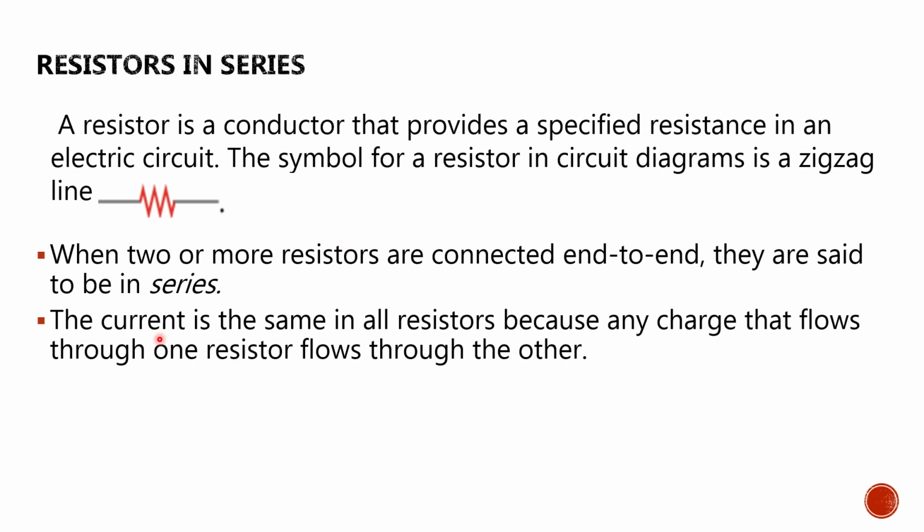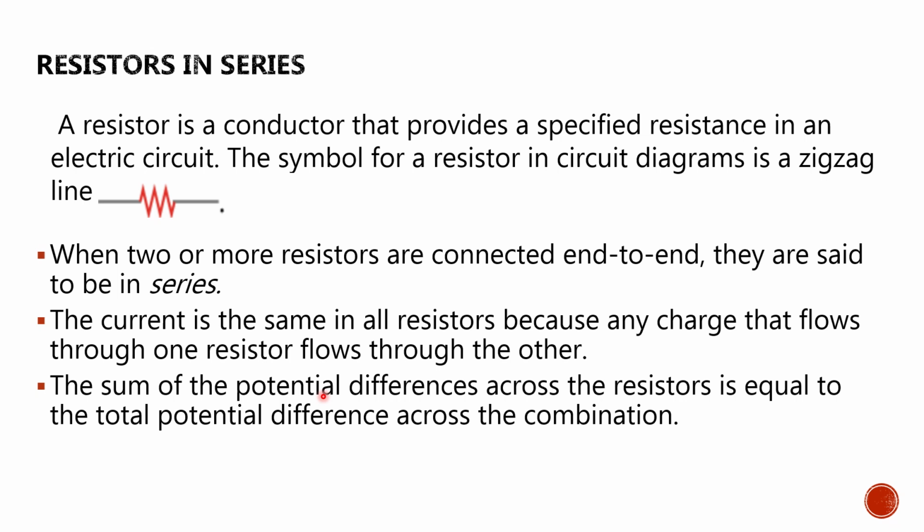containing resistors that are connected in series, first, the current is the same in all resistors because any charge that flows to one resistor flows to the other. And the sum of potential differences across the resistors is equal to the total potential difference across the combination, or equal to the voltage source.